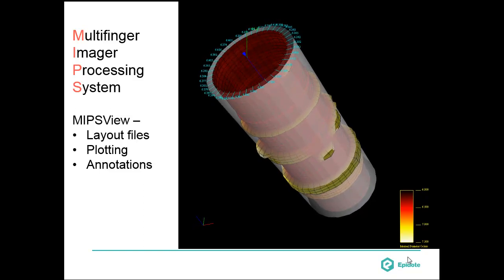Hello, and welcome to this third tutorial on MIPSView. Here we are going to show you how to define which curves are visible in the viewer and their appearance. We will also show you how to generate plot files and how to switch on and off annotations.